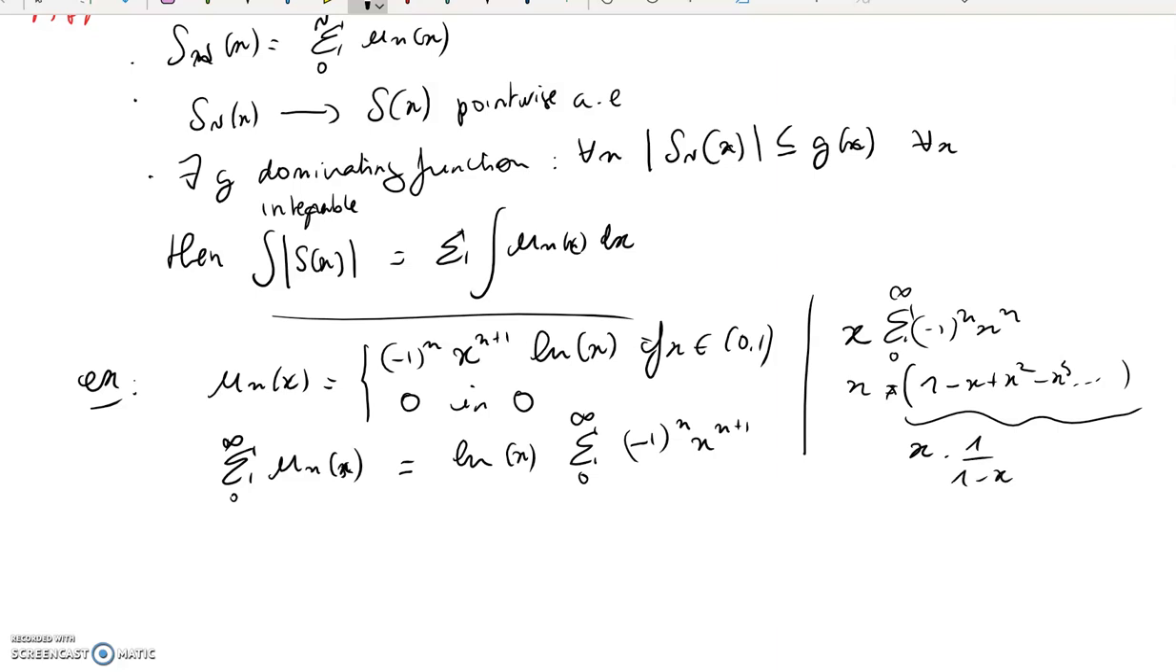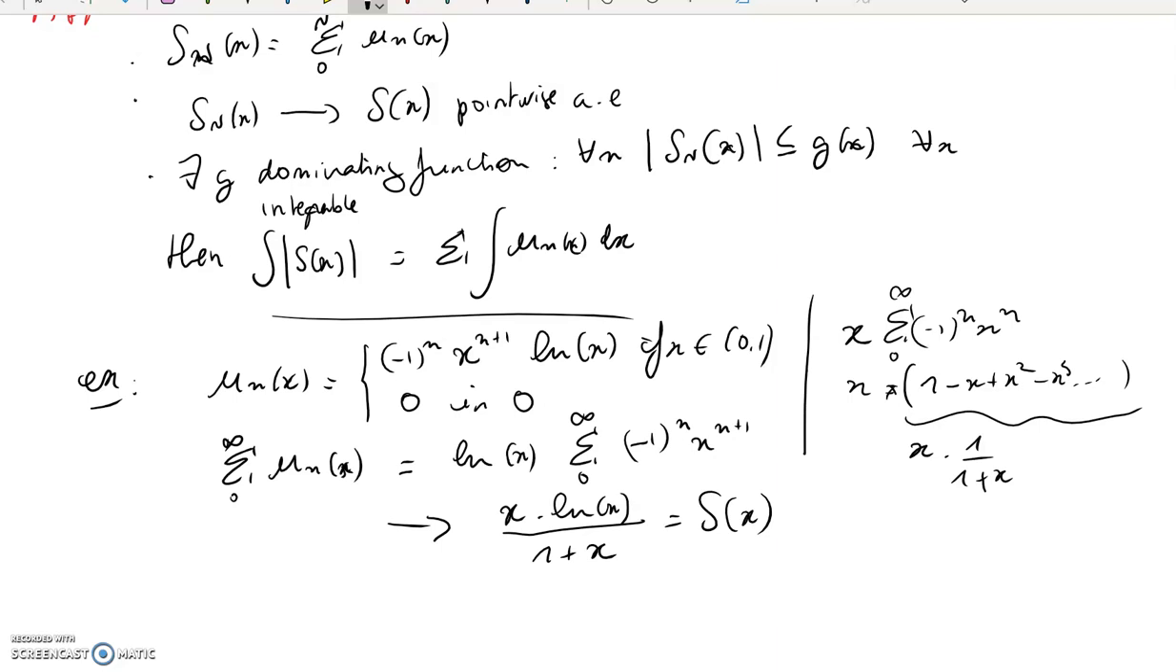Either you remember that from geometric sequences, or you remember it from the power series that we did last year. So indeed, the pointwise limit of this series is going to be x times ln of x times 1 over 1 minus the common ratio, so 1 over 1 plus x. All right? Okay, so that's what denotes our s of x, the sum of the series.